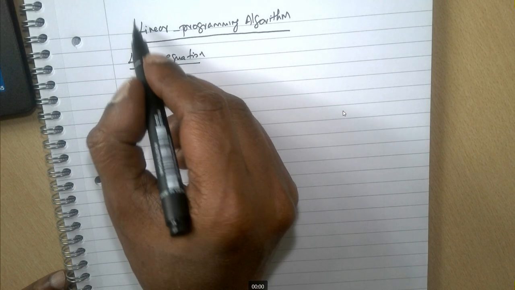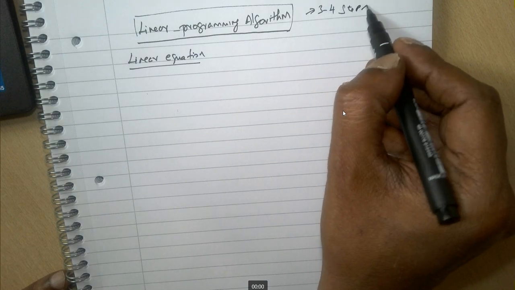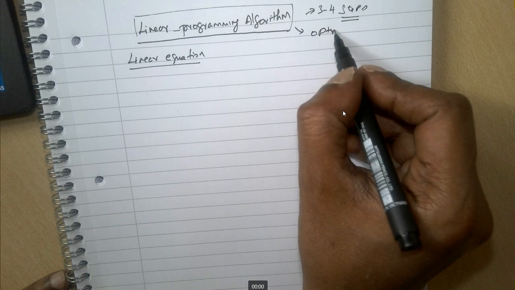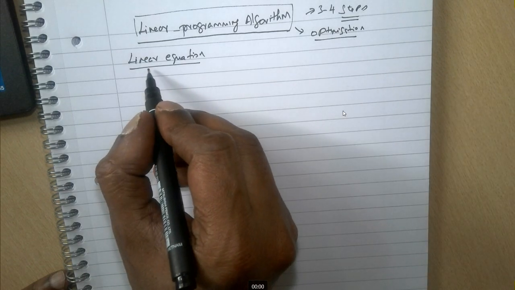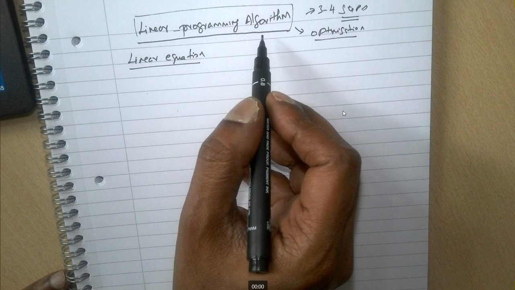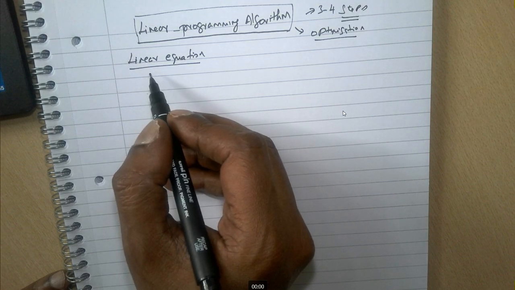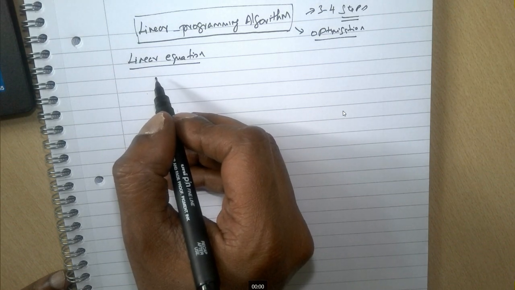Actually, this algorithm involves maybe 3 to 4 steps. It's very easy to implement. Mostly we use it for optimization. So first let's see some of the mathematics, and once you understand the mathematics, then it's easy to understand the algorithm. And once you know the algorithm, then you can figure out what type of problem can be solved using this particular algorithm. So let's see how to write a linear equation.